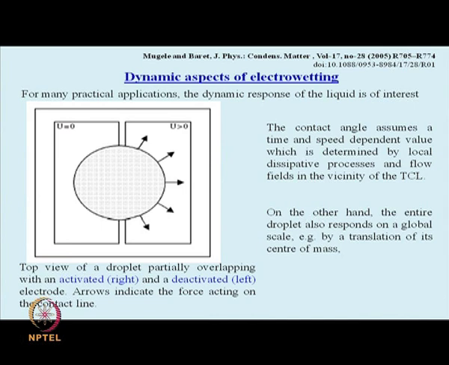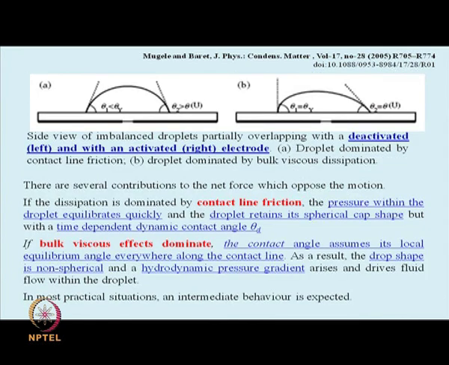So, by choosing the activated and the deactivated electrode and by operating at the right voltage with the right separation between the two electrodes, the droplet can be made to move from one electrode to the next electrode. So, this is the concept, but there are certain interesting phenomena associated with movement of the droplet from one electrode to the other, which I have depicted in here.